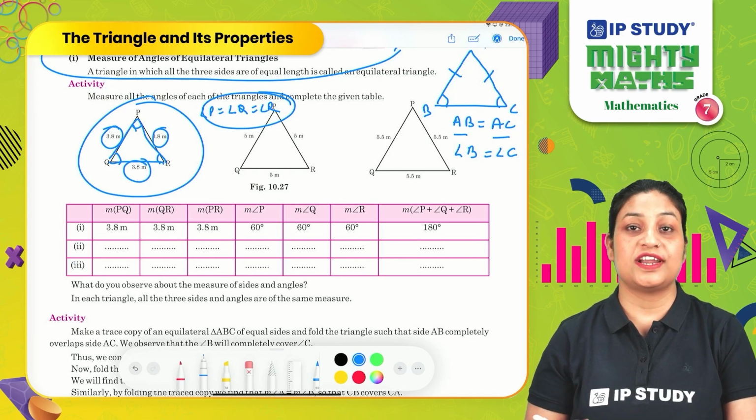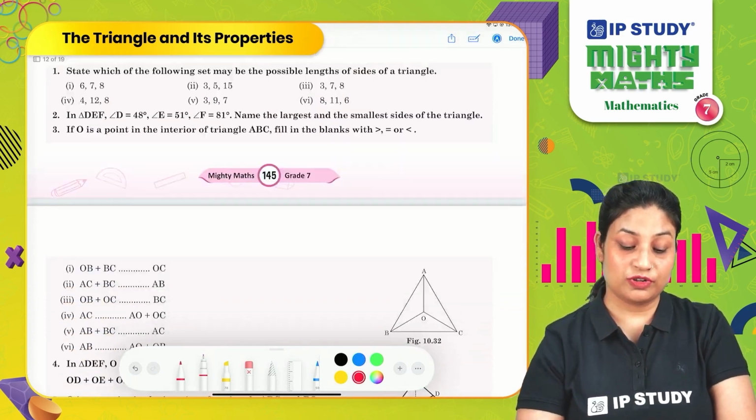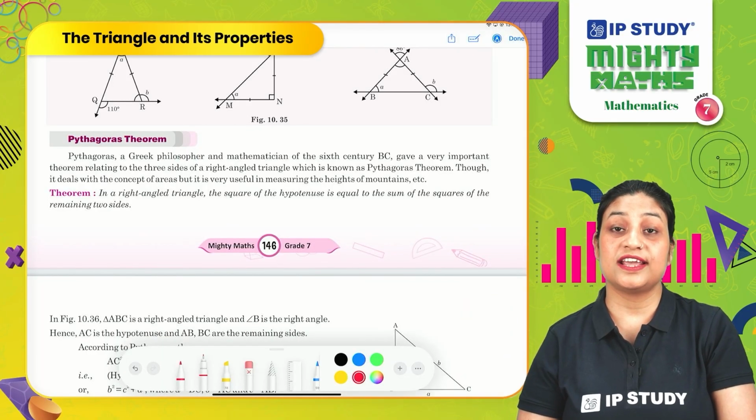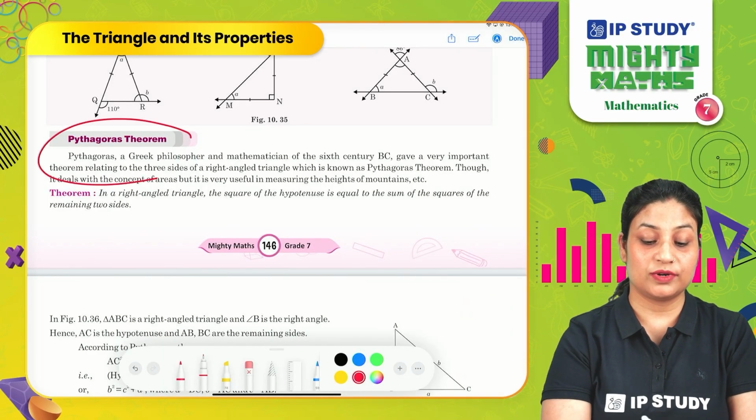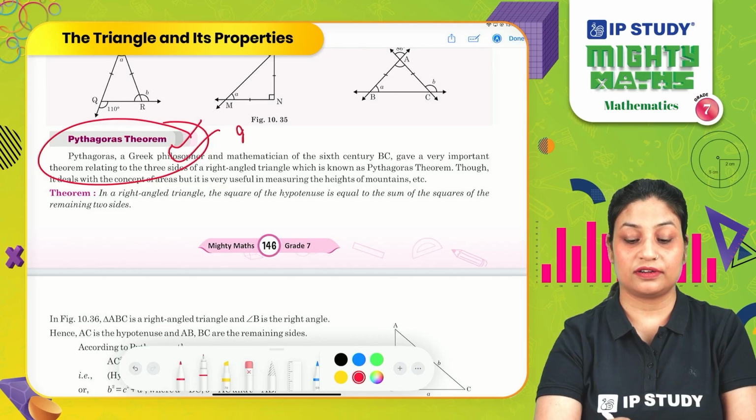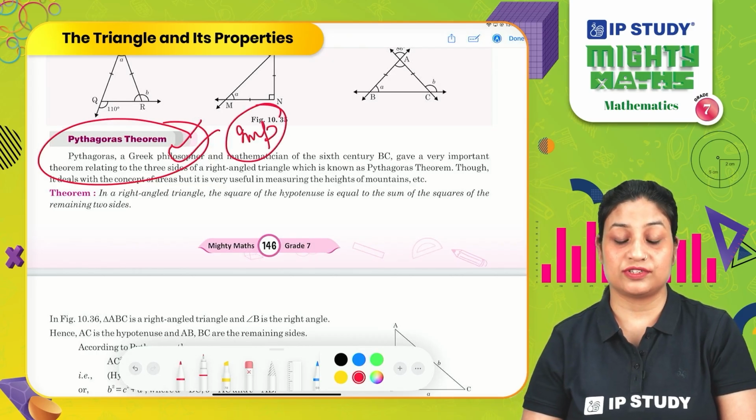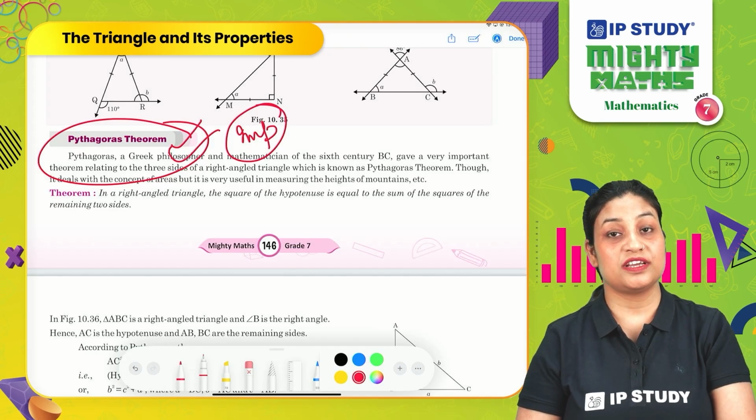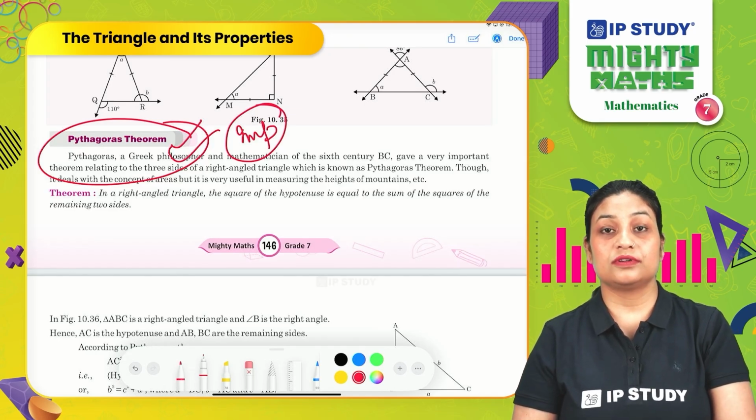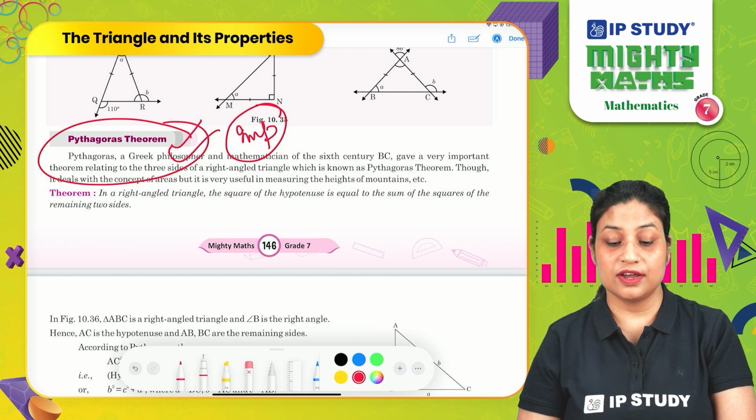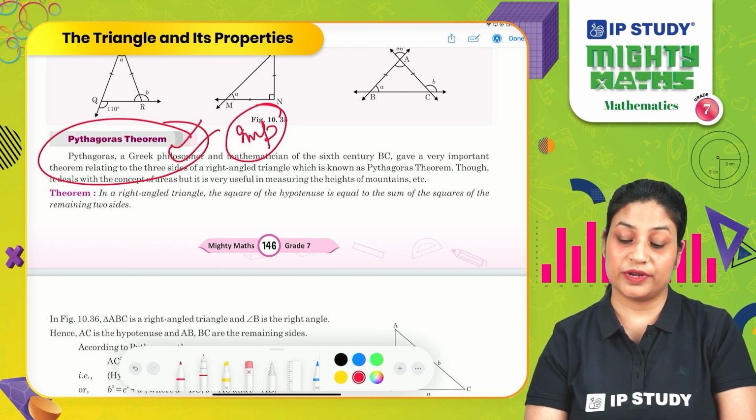Now, let's move on to the next topic and let's see what is there. The next topic is the next property, that is Pythagoras theorem. Very, very important. It will help you in the higher grades also. So, it's better to understand this property very well. It is a kind of special property because it is not applicable to all the triangles. It is applicable only to a right angle triangle, right? So, let me draw a right angle triangle over here for you.